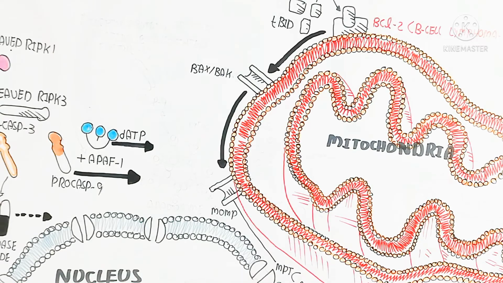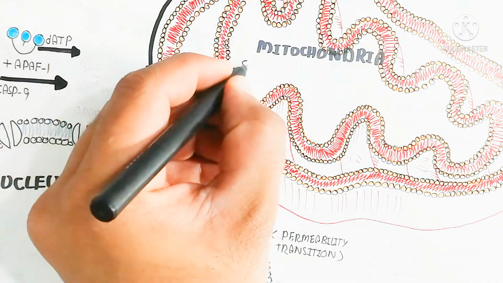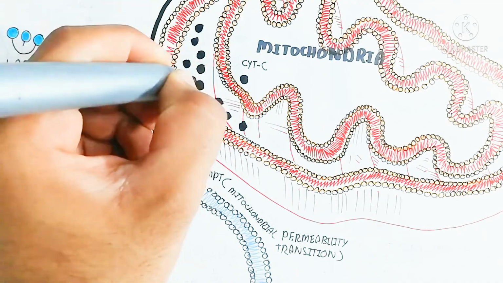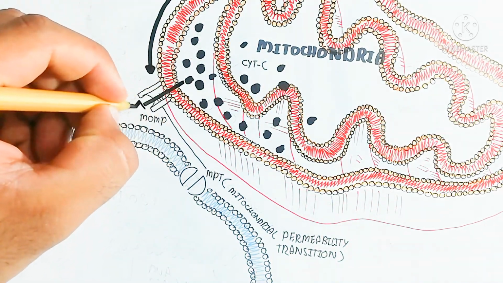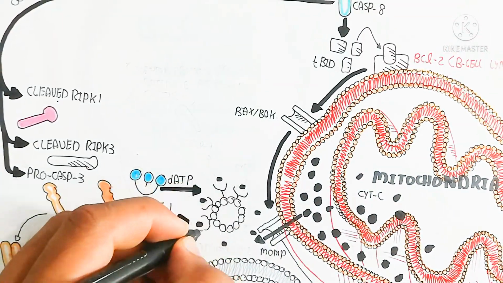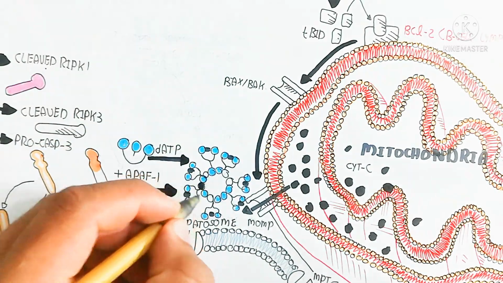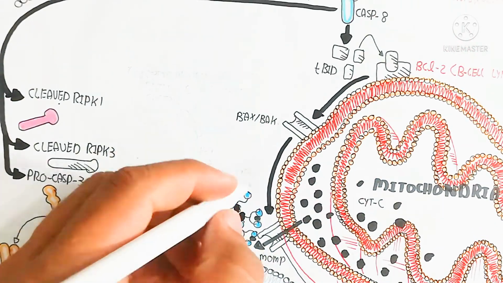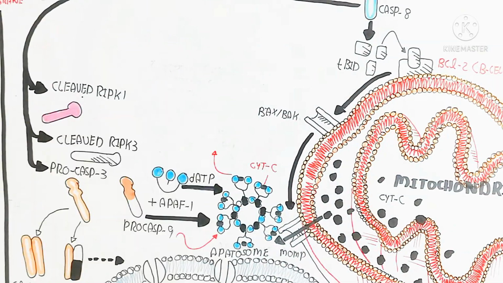The MOMP basically contains MPT, the mitochondrial permeability transition, which will lead to the release of the protein cytochrome C. Cytochrome C will efflux, and the black color in the diagram is the cytochrome C. It will combine together with the dATP as well as the APAF1. This APAF1 combines together, as you can see in this diagram, to form an apoptosome.